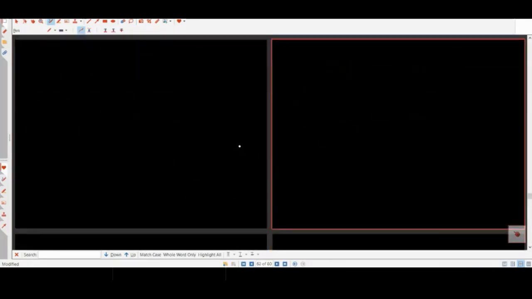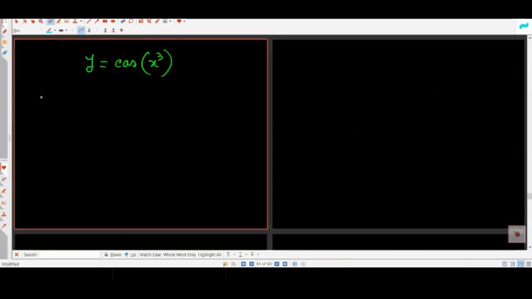Let's talk about another similar problem so that you understand the chain rule clearly. Suppose we have y equals cos of x cubed. So we need to find the derivative dy/dx, that is d/dx of cos(x^3).